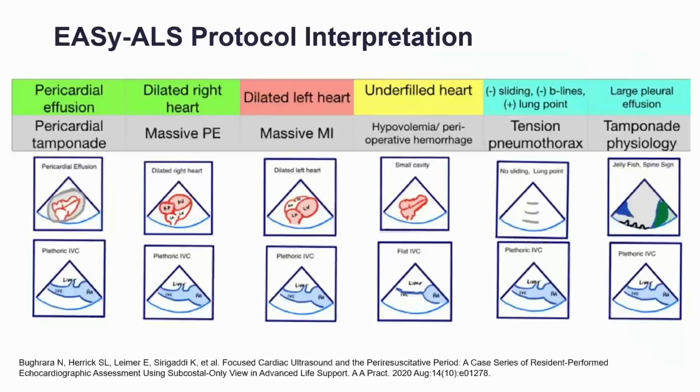So again, the EasyALS protocol interpretation, we're looking for reversible causes of cardiac arrest that we can find with our ultrasound. So pericardial tamponade, we will see a large pericardial effusion, a dilated IVC. For massive PE, you'll see a dilated right heart, a plethoric IVC. Massive MI, a dilated heart, likely also a dilated IVC as well. Underfilled heart, hypovolemia, you'll see a small cavity and a smaller flat IVC. And then tension pneumothorax, no lung sliding, a lung point, and plethoric IVC, and tamponade physiology is another. You can find a large pleural effusion as well.